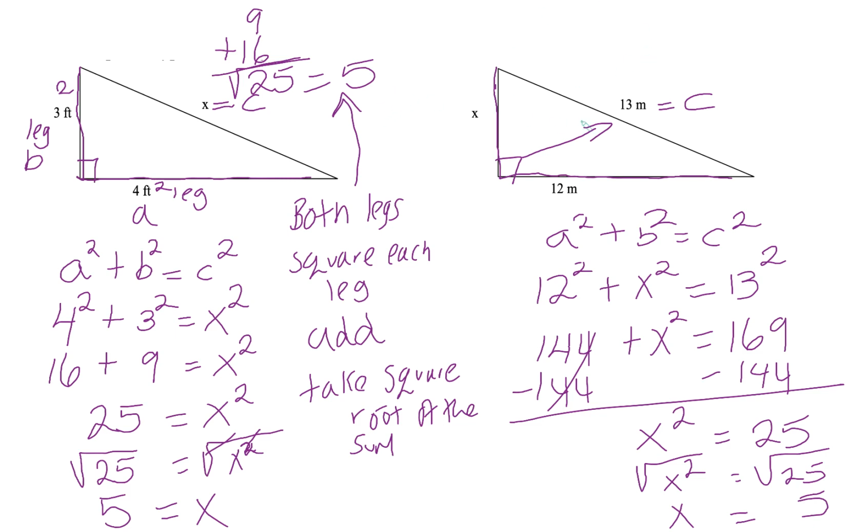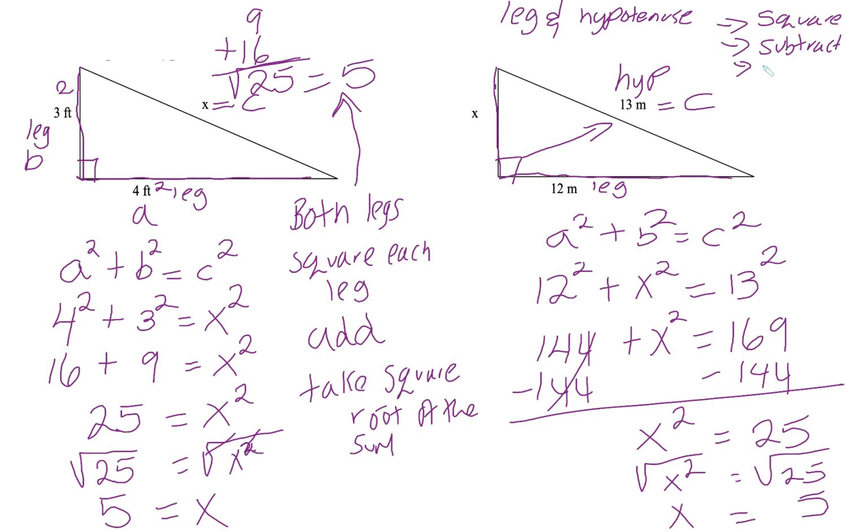Now again, if I did the shortcut, I'll ask the students, what do you have? And they'll say, I have a leg. So you have a leg and you have the hypotenuse. Now when you have a leg and a hypotenuse, you're going to subtract. So if you have a leg and the hypotenuse, you're going to square, then subtract, then take the square root.